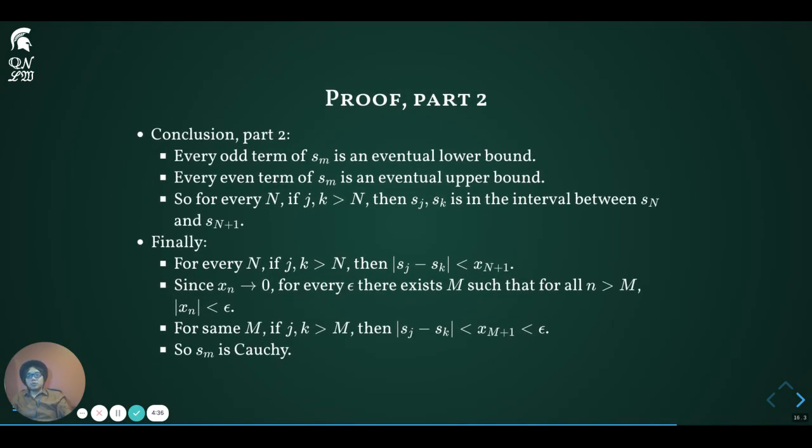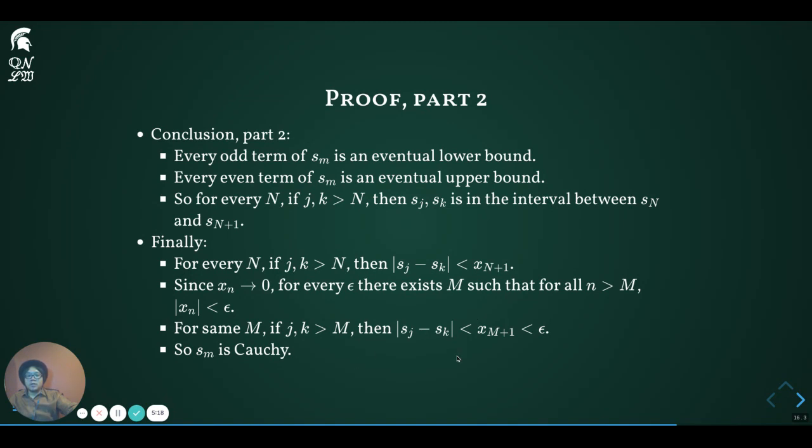Now, the conclusions we drew on the previous slide can be used to say the following. First, every odd partial sum is an eventual lower bound. This is because all odd terms following it are greater since the odd subsequence is increasing and all even terms are greater than any odd term. Second, every even partial sum is an eventual upper bound. This is because all even terms following it are smaller since the even subsequence is decreasing, and all odd terms are smaller than the even terms.